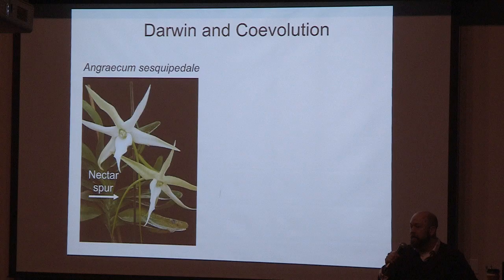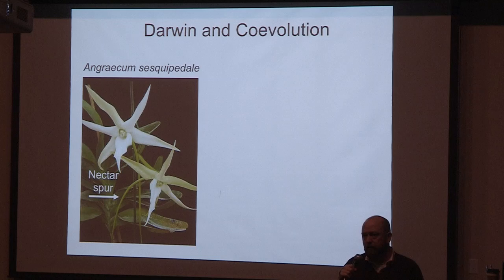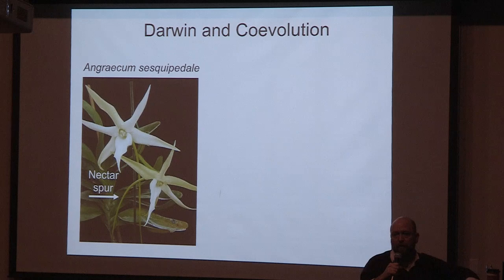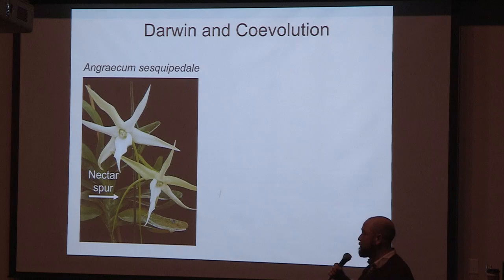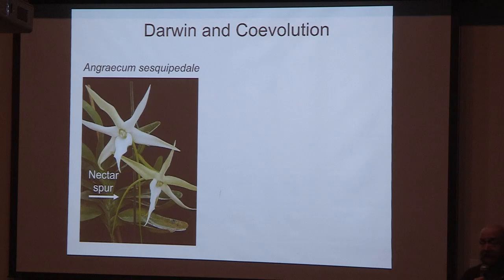Another place that Darwin talks about the specialness of pollinators, and one way he argues that maybe pollinators are important to driving the evolution of flowering plants, is in a book that he writes about orchids. And one of the famous examples from that is this plant, Angraecum sesquipedale. This is also sometimes called the Malagasy star comet orchid, or sometimes called Darwin's orchid.